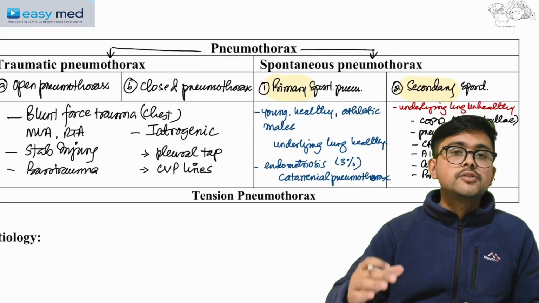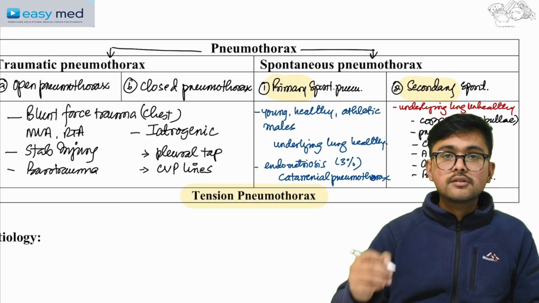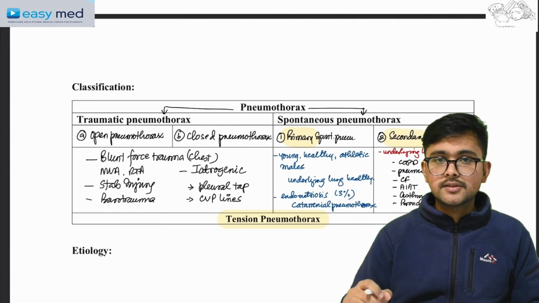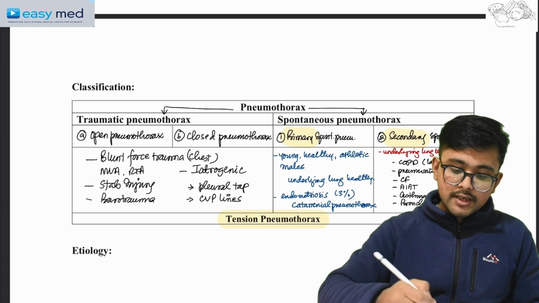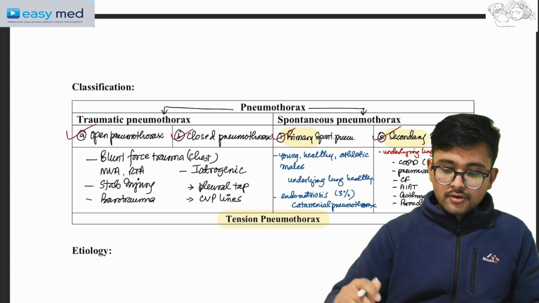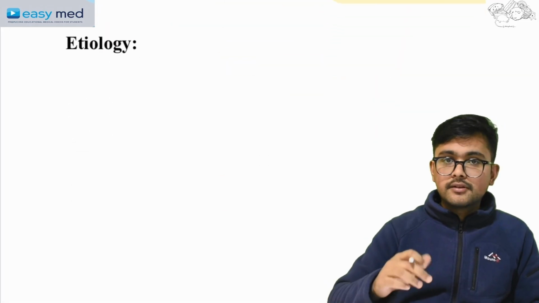Now, where does tension pneumothorax come into play in all of this? For now, let us just remember that there's another clinical entity which is known as tension pneumothorax, which is outside of this classification system, which means that any of these pneumothoraces can go into tension pneumothorax, but we'll discuss that later on. Now, the next heading we are going to discuss is the etiology.